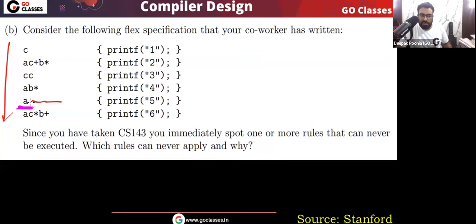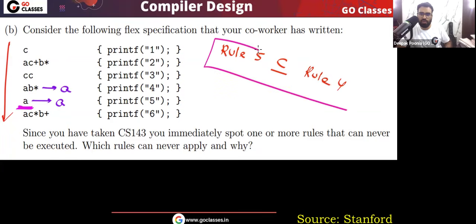Is there any string here which is not present above it? Tell me. No, you can see this is actually a subset of this. Notice one thing, that here also you can generate A, here also you can generate A. And you can see that this rule 5 is actually a subset of rule 4. Rule 5 is a subset of rule 4.